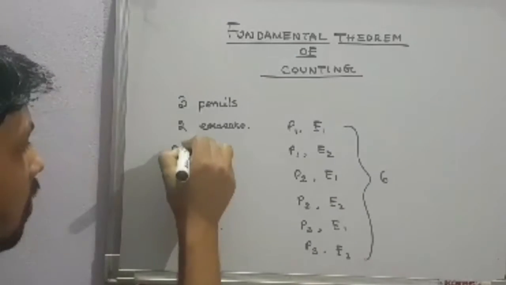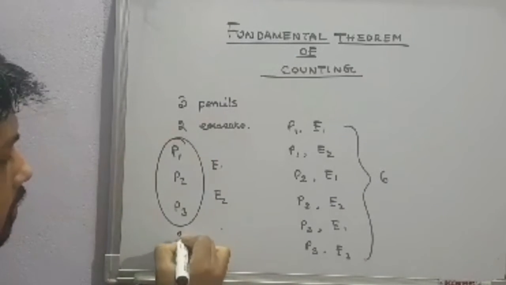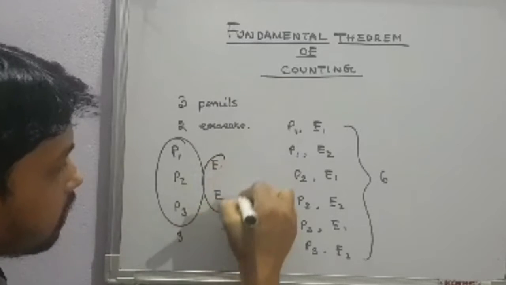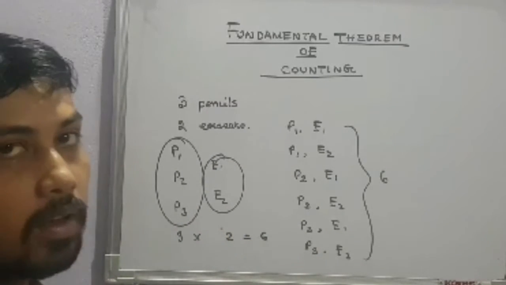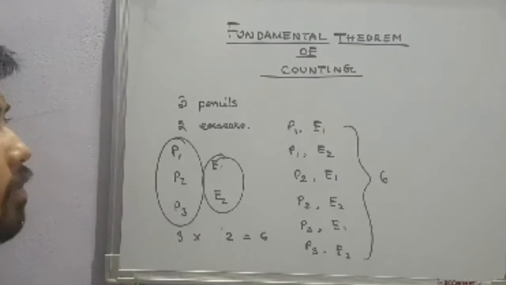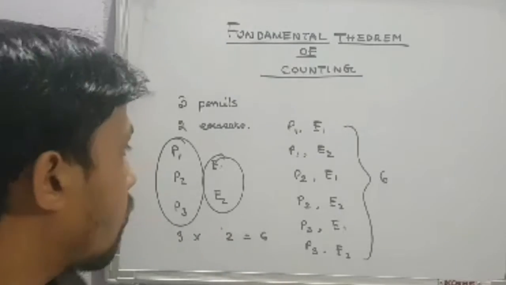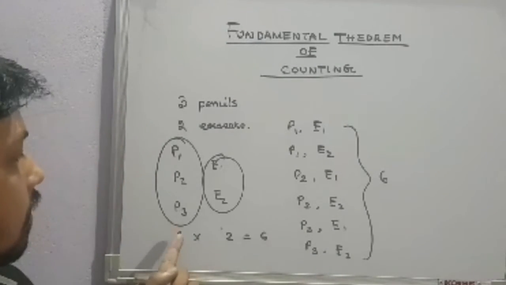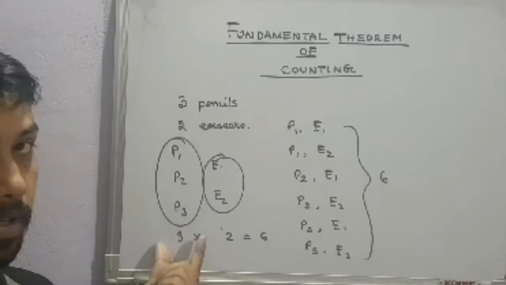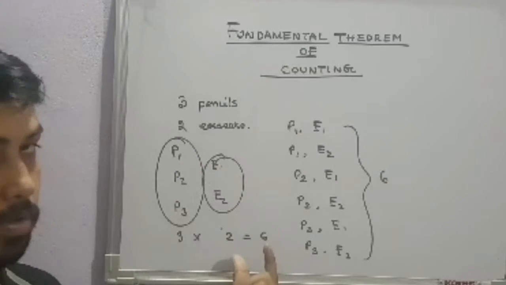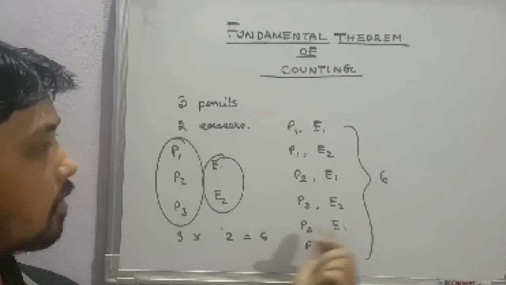Observe over here. How many ways can you select a pencil? 3. How many ways can you select an eraser? 2. 3 into 2 is 6. Isn't it? Very important. Now what it means, the summary. I think you have understood this example. There are 3 options in case of pencil. After you have done with the pencil, in case of eraser you have 2 options. So 3 into 2, the total number of options is 6.